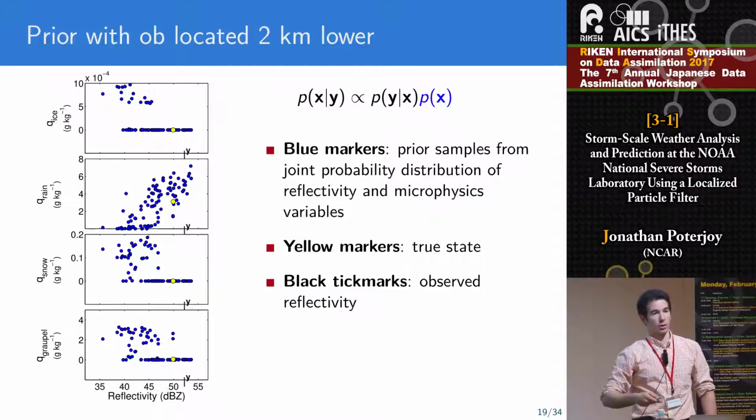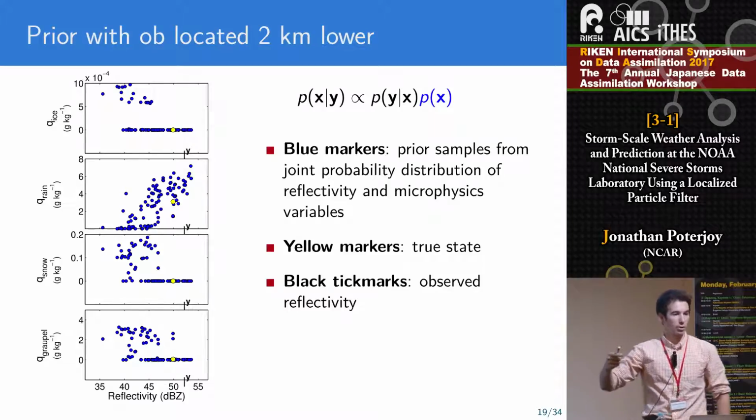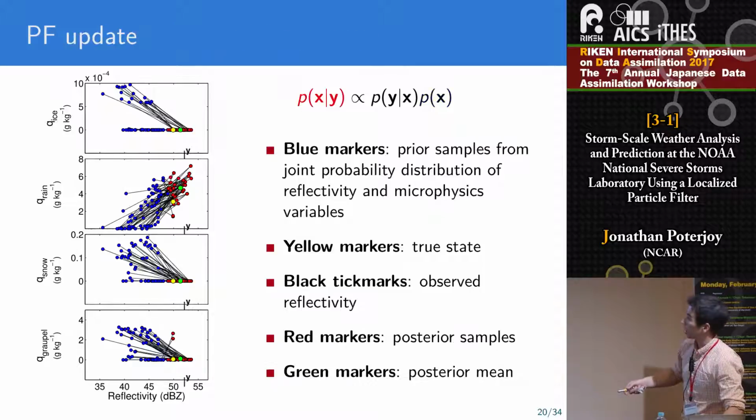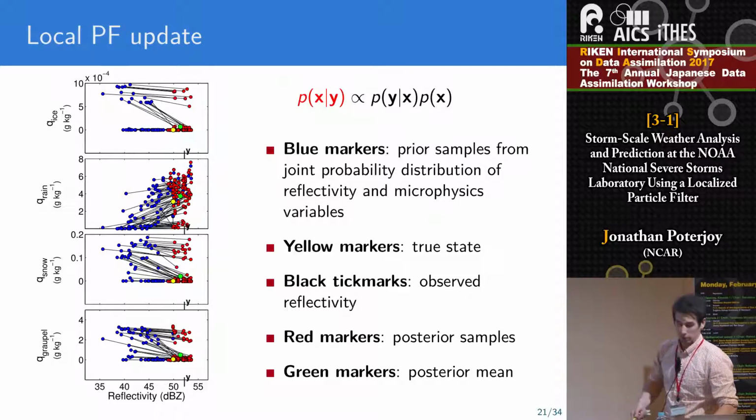So you have some physical displacement between where your observation is and where the state variables are that you wish to correct. Now, if you apply the particle filter, all you're going to do is select particles that are closest to the observations. But if you apply a localized particle filter update, you get something that looks like this.